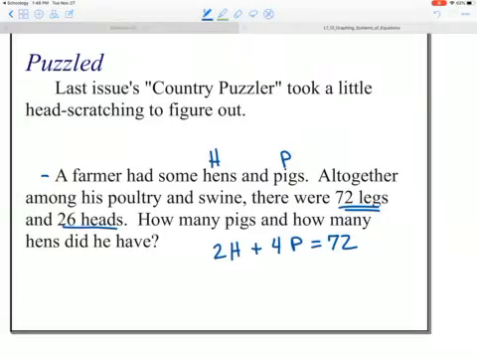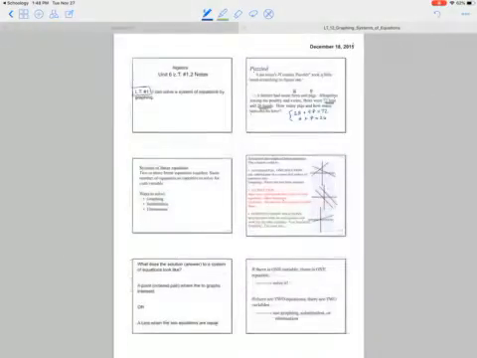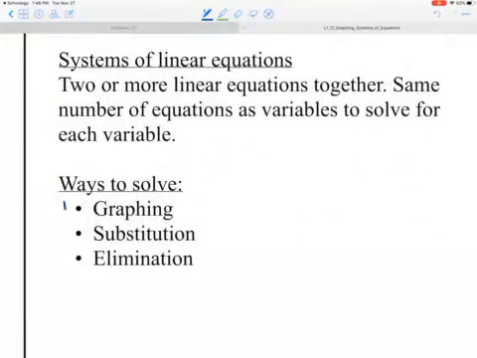Now I'm also given that there's 26 heads. So I know that a hen has 1 head, a pig has 1 head, and I've got 26 heads altogether. This is an example of a system because I have 2 variables in 2 equations. There are going to be 3 ways that we're going to solve a system in this unit. One way is by graphing, another way is using substitution, and a third way is using elimination.